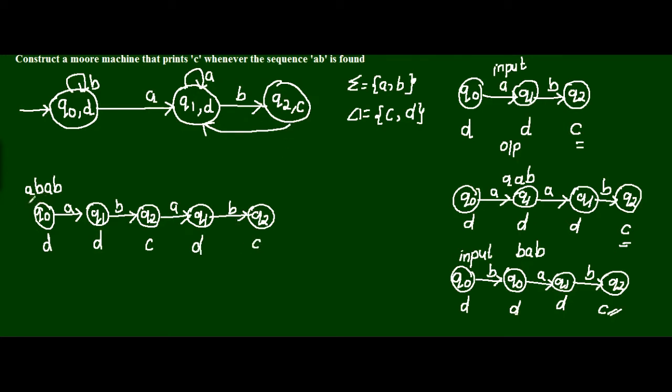In this input ABAB, the sequence AB occurs 2 times, and 2 Cs are printed over here. That means 2 occurrences of AB. I am going to take one more input, ABBAB.